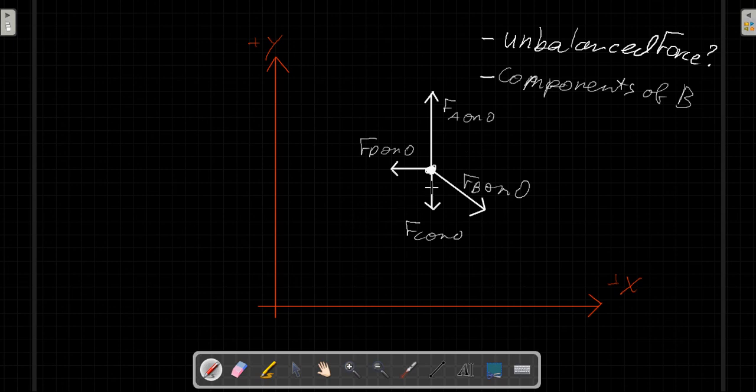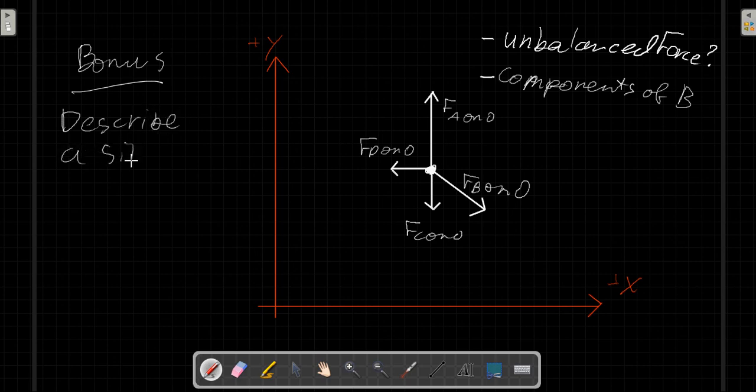And lastly, as a bonus, describe a situation that would have a force diagram that looks like this. That's the force diagram.